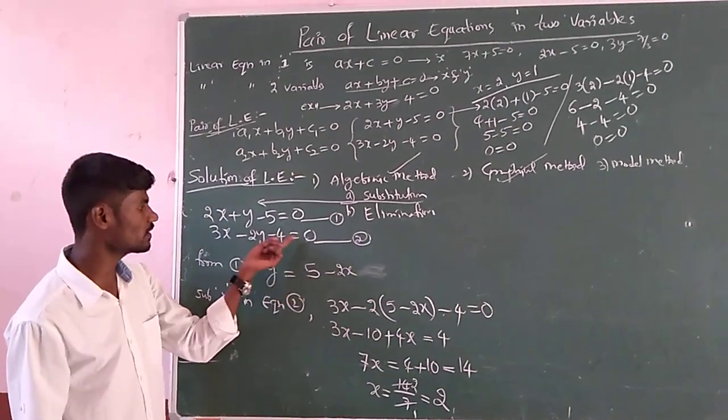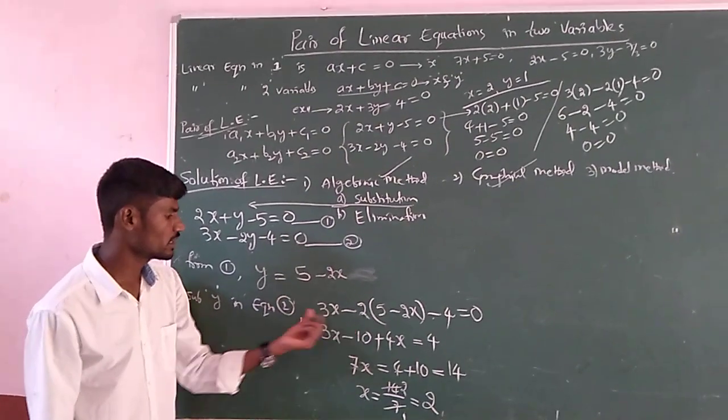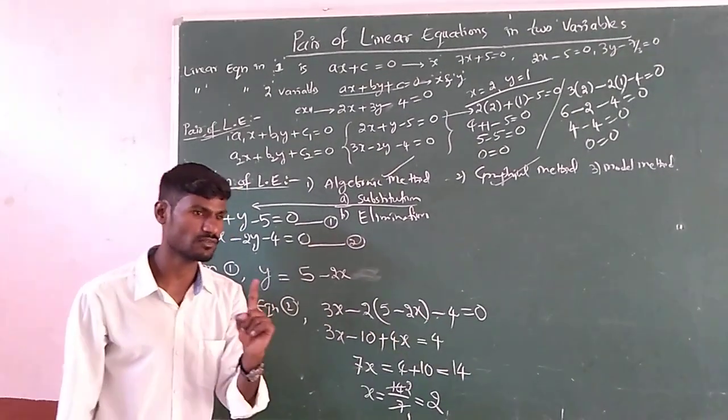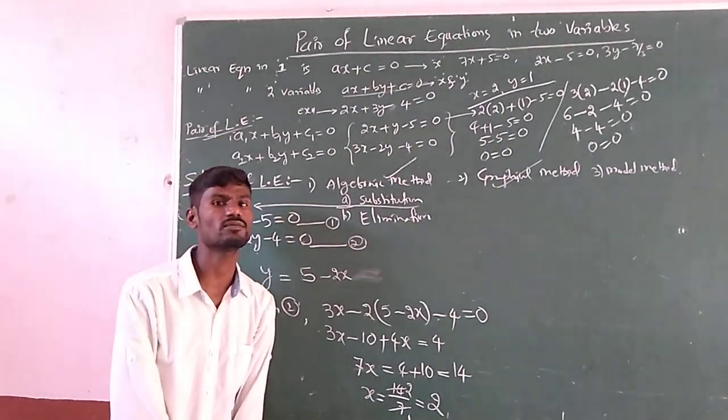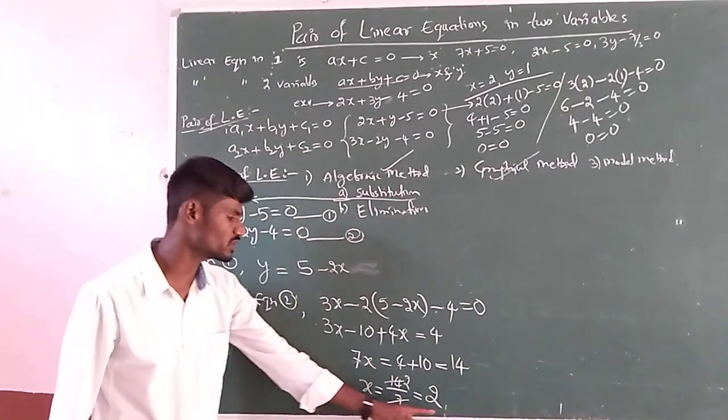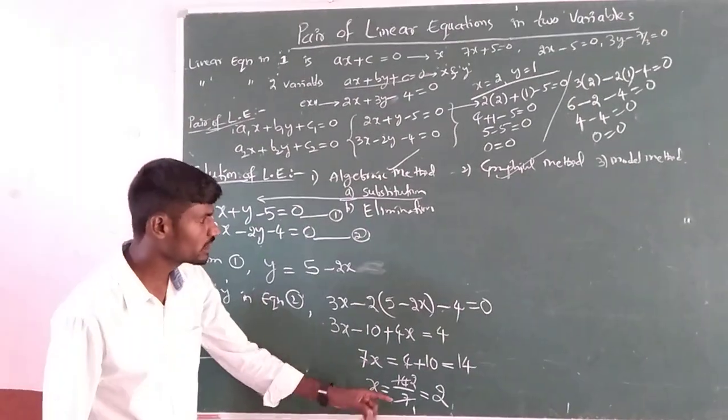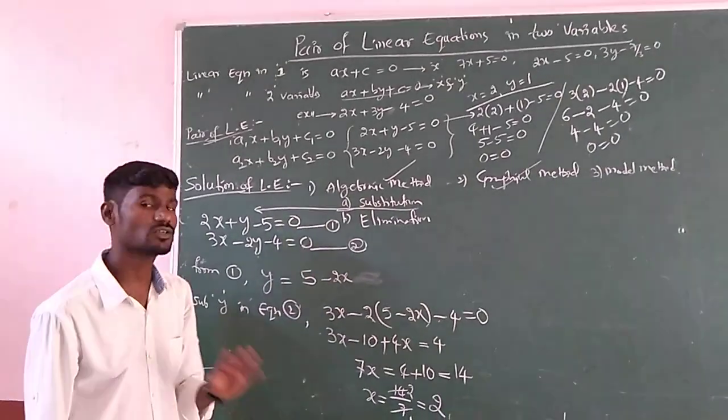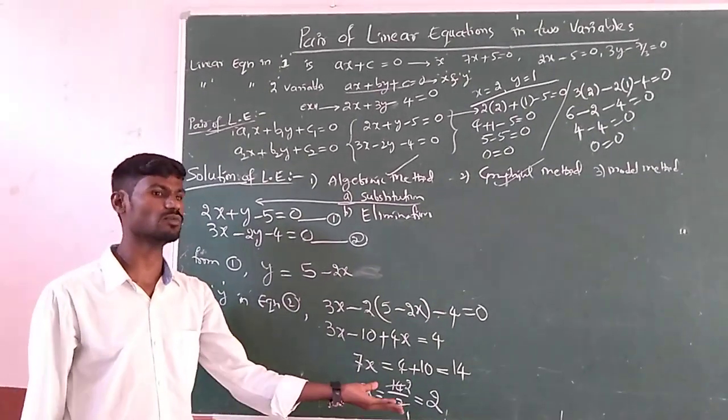Then we substituted it in the other equation. After substitution, it will convert into a linear equation in one variable. From that you will get one variable's value. How much did you get? 2. Then substitute that in any one of the equations to get the next variable's value. The next variable is what now?